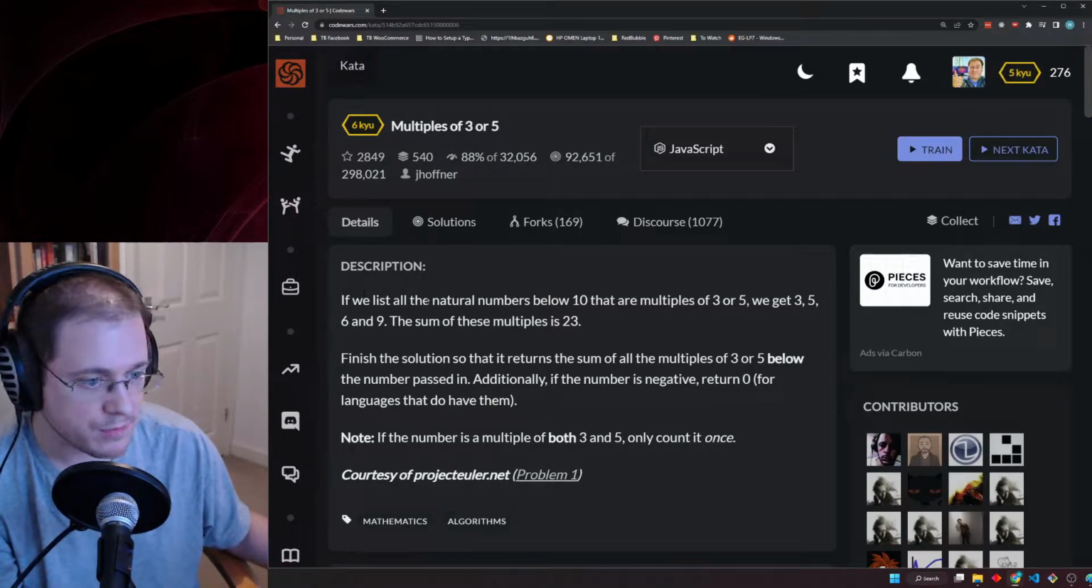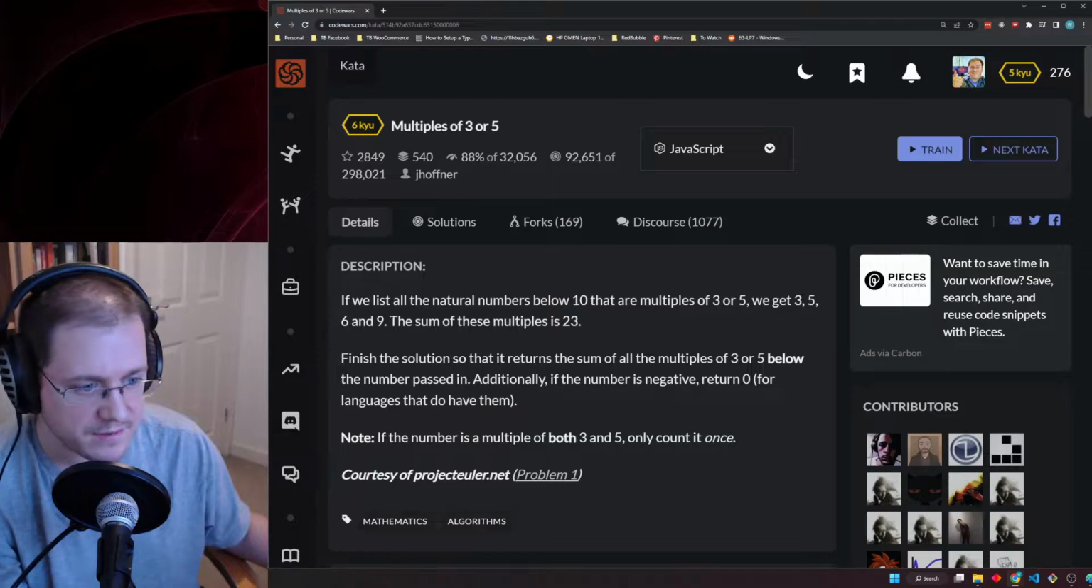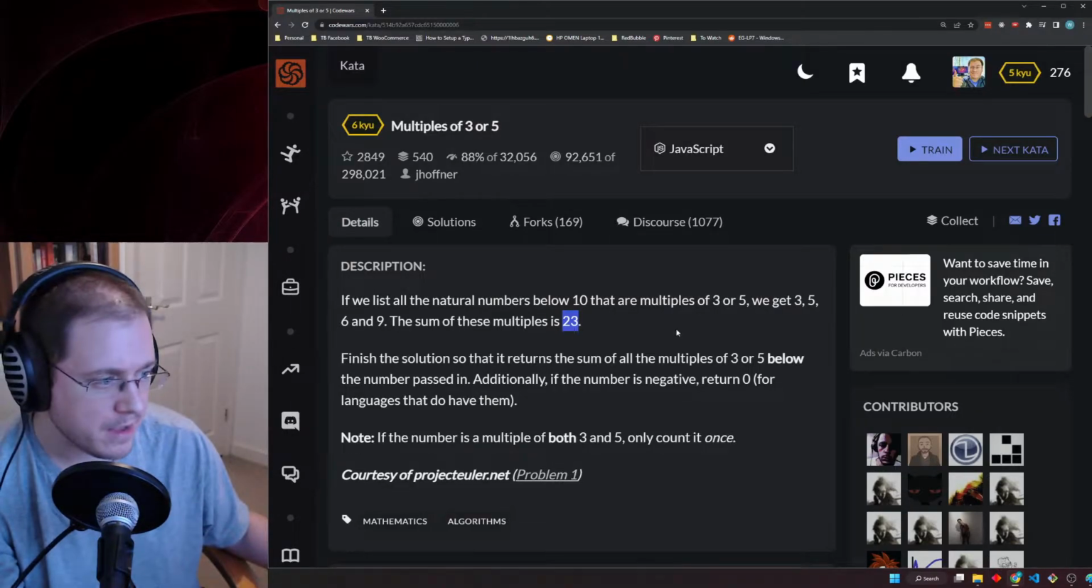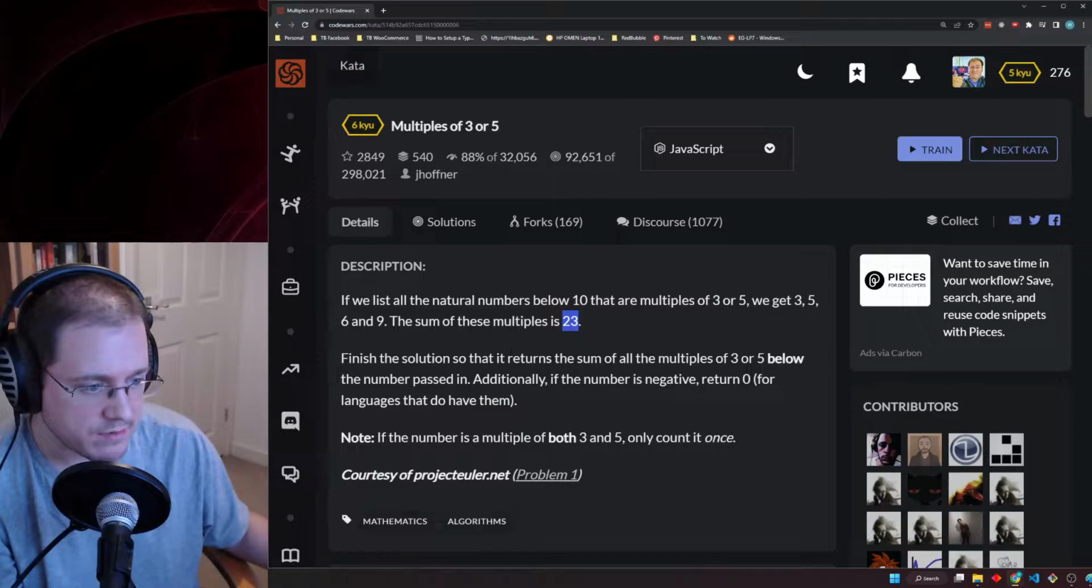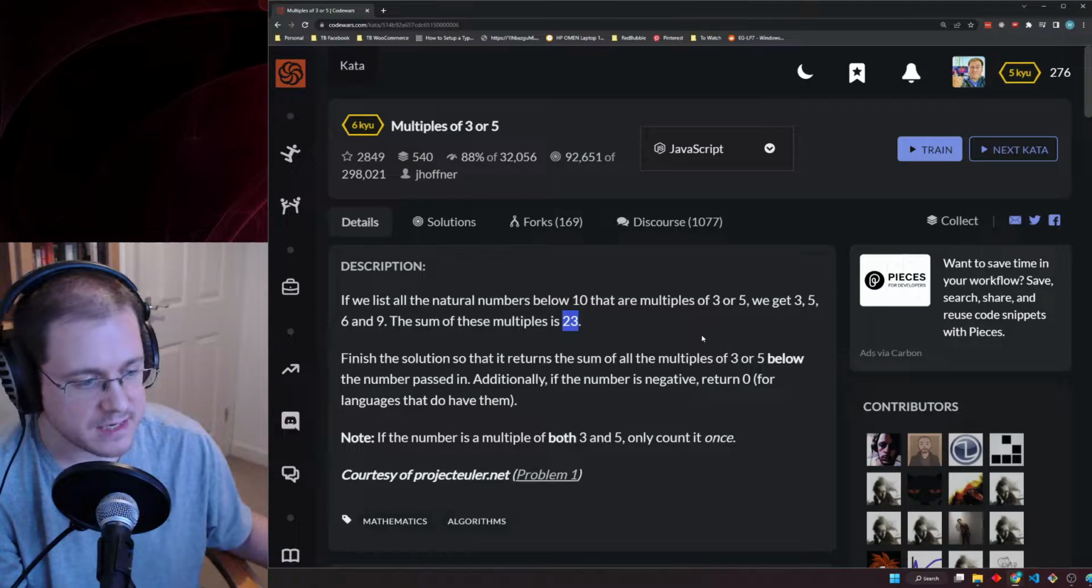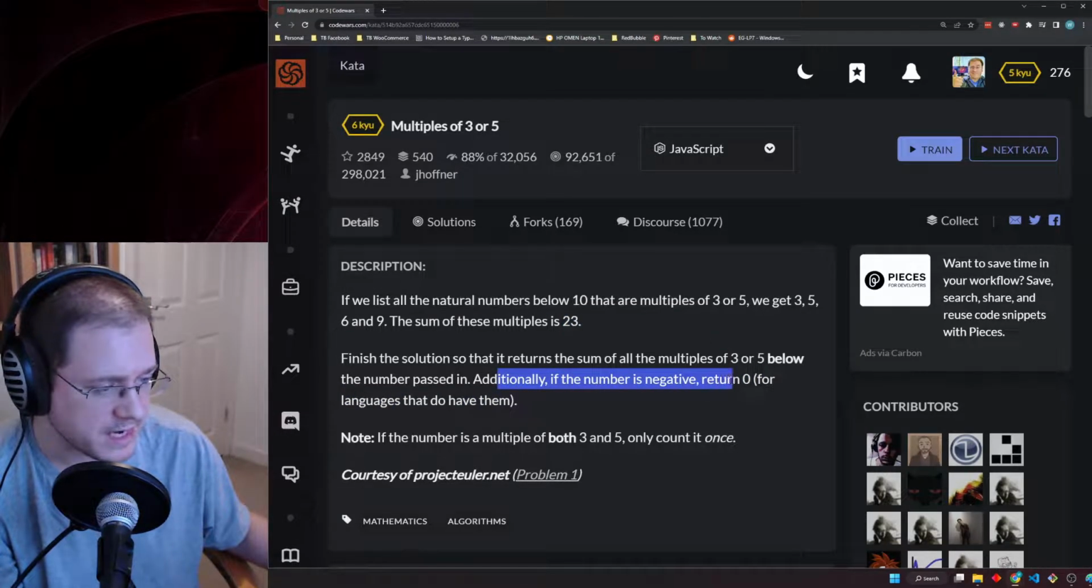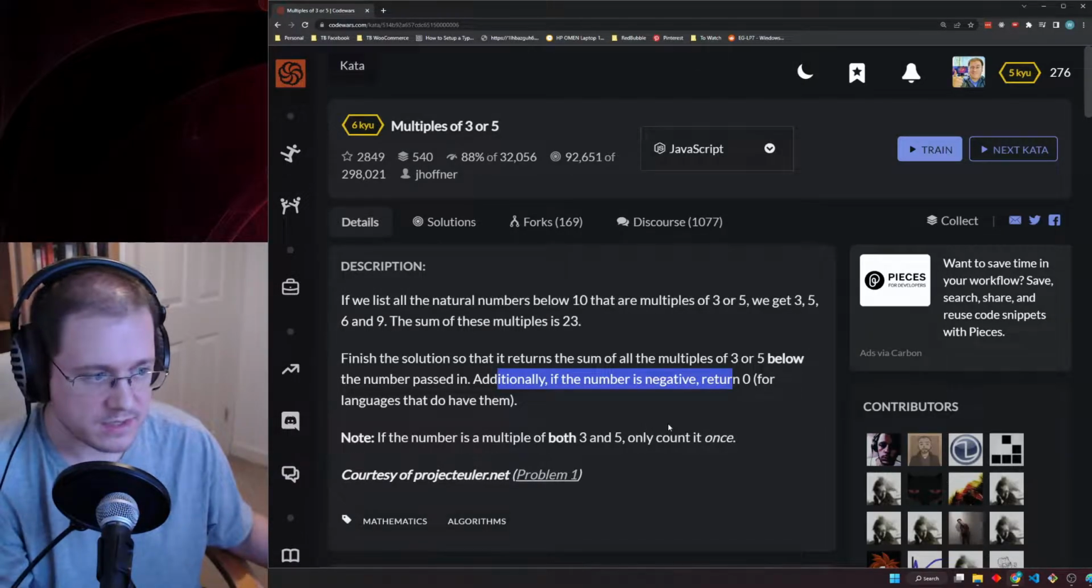So if I just summarize the problem, taking this example, if we list all of the numbers below 10 that are multiples of 3 and 5, we get 3, 5, 6, and 9. And then the sum of all those multiples is 23: 3 plus 5 plus 6 plus 9. So finish a solution so that it returns the sum of all the multiples of 3 and 5 below the number passed in. And it provides an edge case here. If it's negative, return 0. Fair enough. And if the number is both a multiple of 3 and 5, then we only count it once.